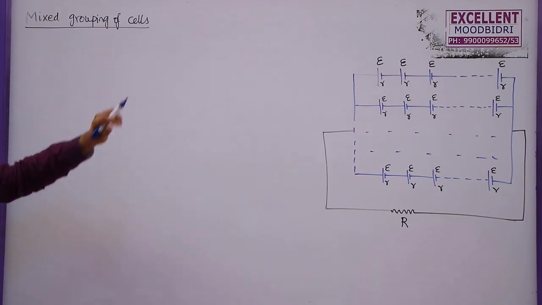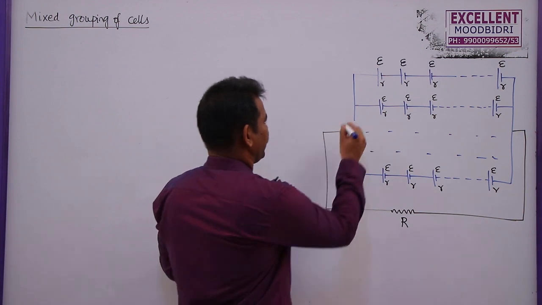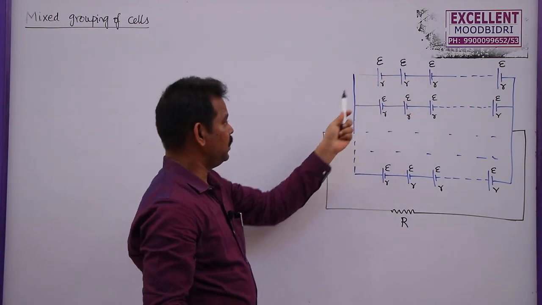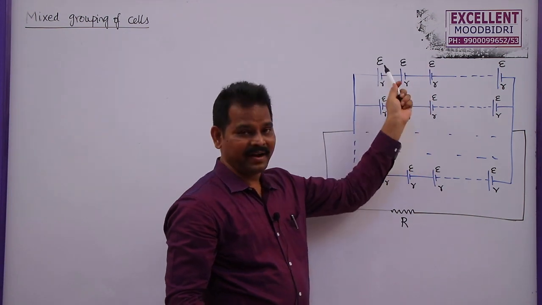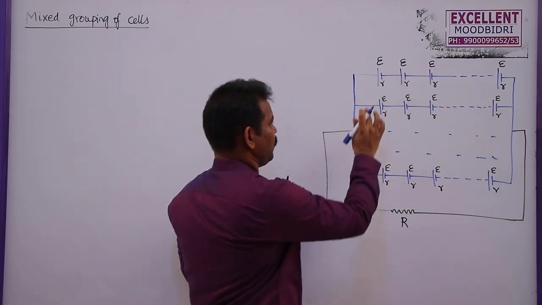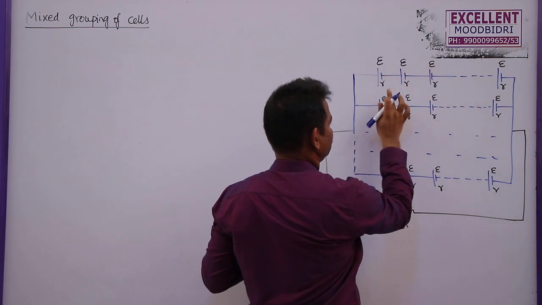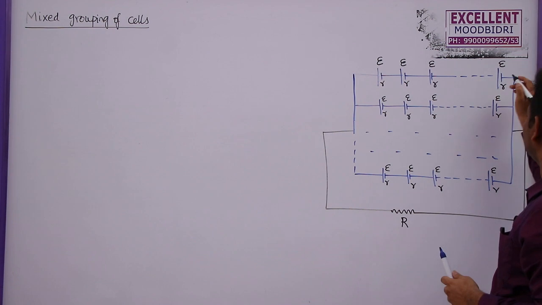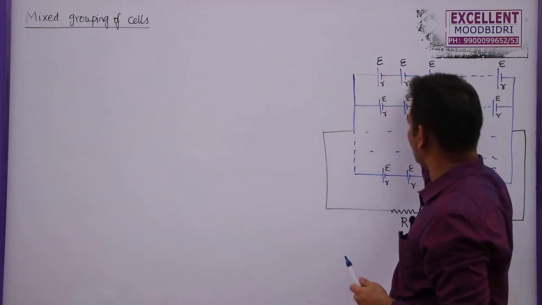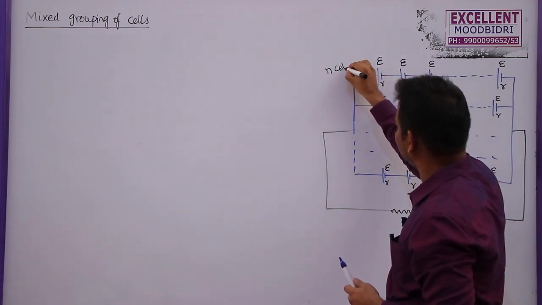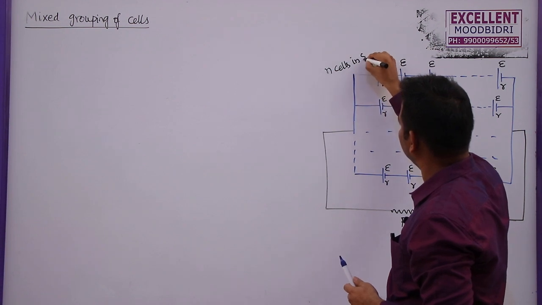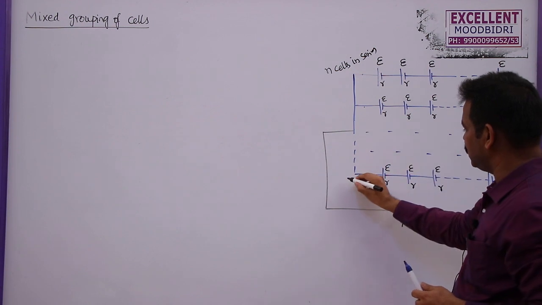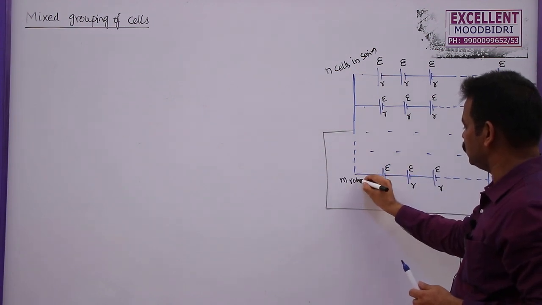Mixed grouping of cells. Here I have connected so many cells like this. Here all are similar or identical cells having EMF small e each and internal resistance small r each. Let us say there are n cells in this combination. So in the first row we have n cells in series. Similarly, this is the first row, second row, and like that we have m rows.